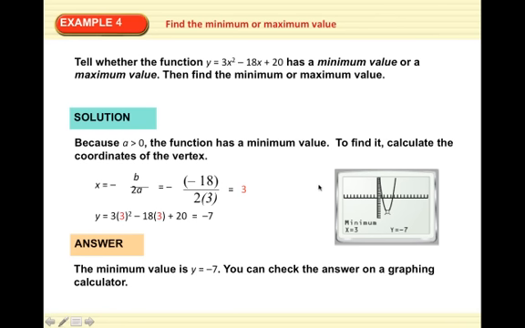Now, some of you may be going, okay, well, if the answer is just the negative 7, if it's just the y value, why did we have to find the x coordinate? Well, you have to find the x coordinate so you can generate the y coordinate. So that's why we have to find the x coordinate first.